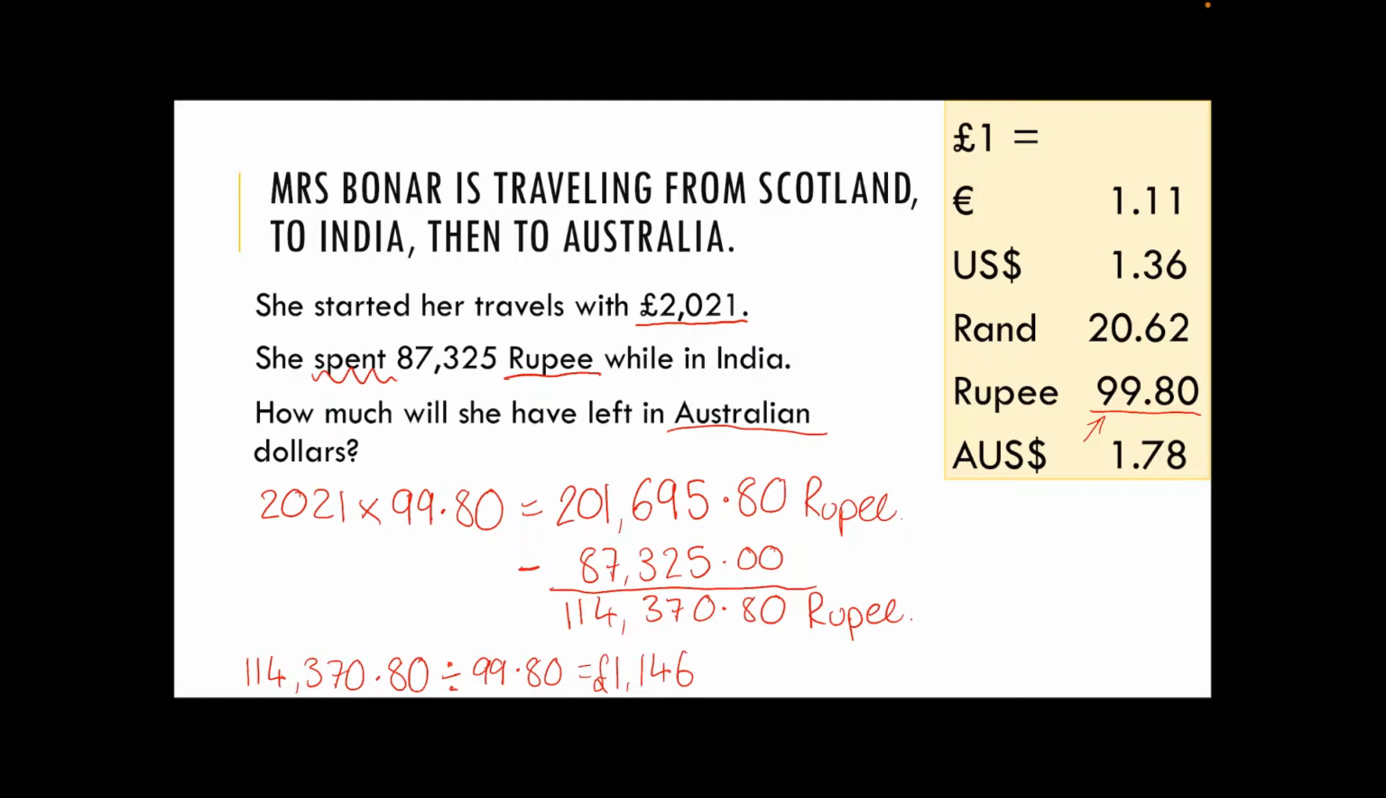And then we are going to take that number and multiply it by our Australian dollars, which is the 1.78, and that gives us 2,039.88, and that was Australian dollars there. So Mrs. Bonner would have just over 2,000 Australian dollars left to spend.